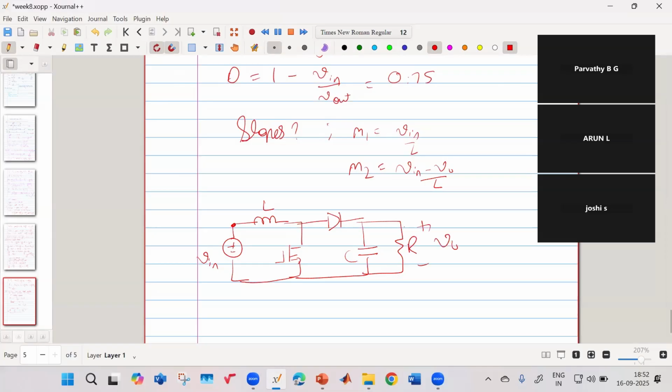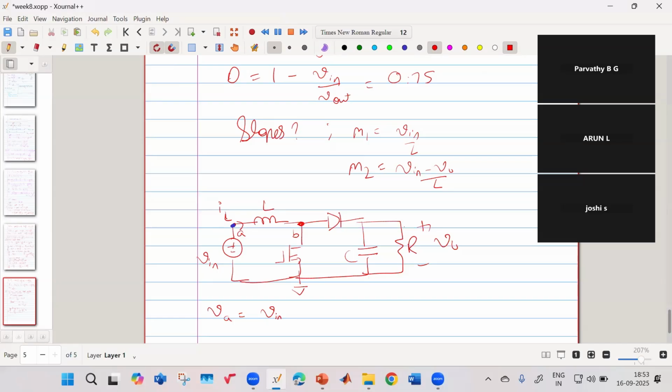So now, what are we focused on? We are focused on your current, IL, right? If you see at the left side, at this point, and this is your ground. So the voltage at the left point, let me name it. Let us say A, and this is B. Okay. So your VA, that is equal to V in.